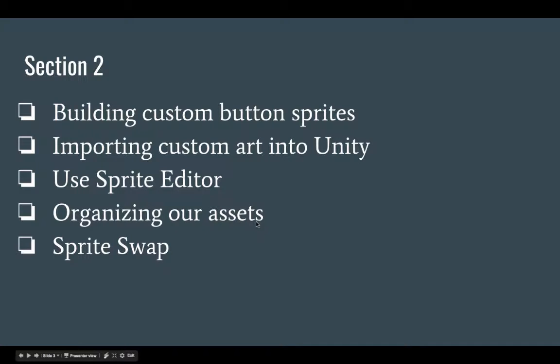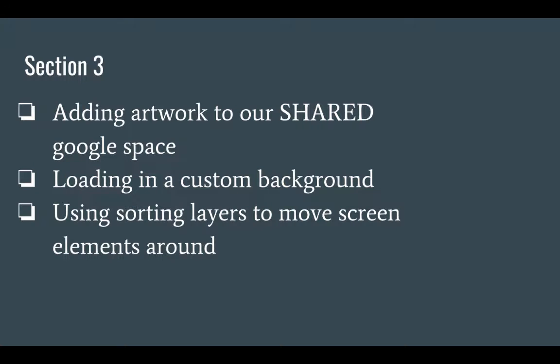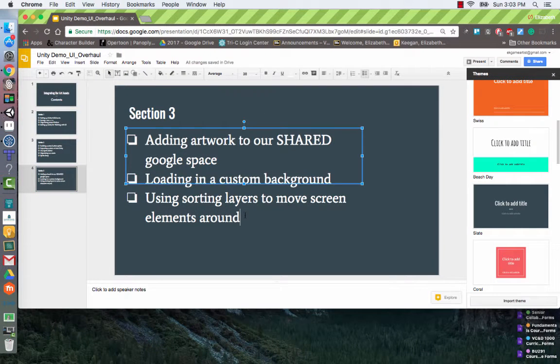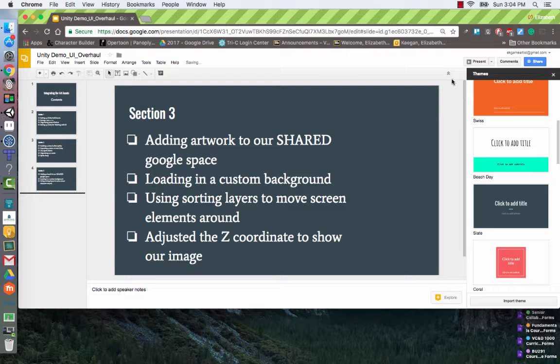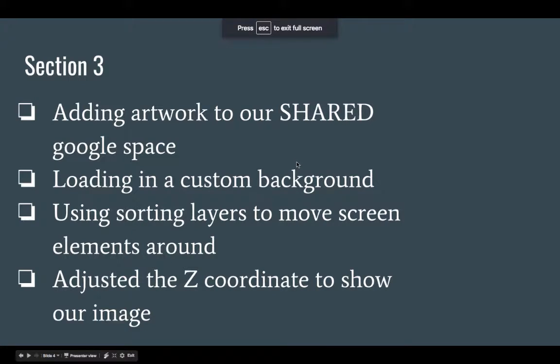All while doing this, we organized our assets and used Sprite Swap on the buttons to get our sprites to move between one and the other when we hover and when we click. For the third section, we went through our Google Space, loaded in a custom background, and used our sorting layers to adjust that background. There was an additional thing that we did: we adjusted the Z coordinate to show our image, because we noticed that our image was not showing up in our camera's view through the perspective view.